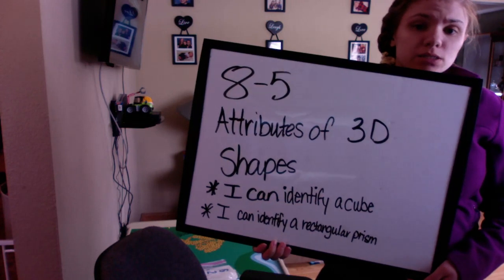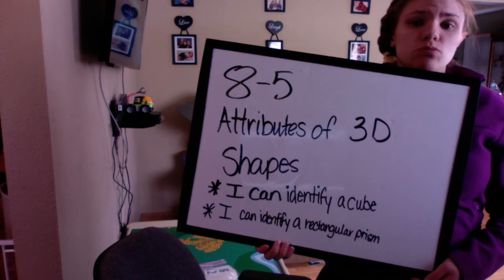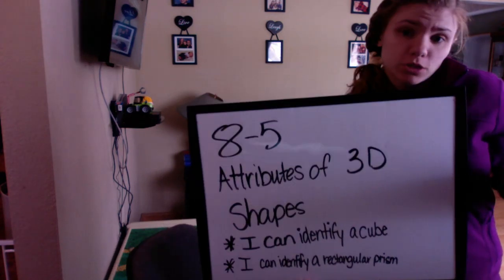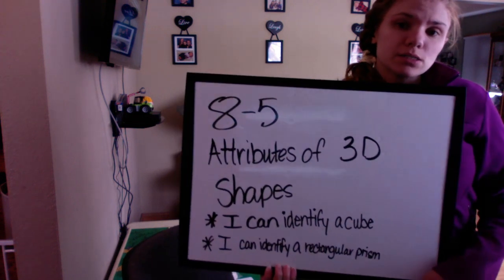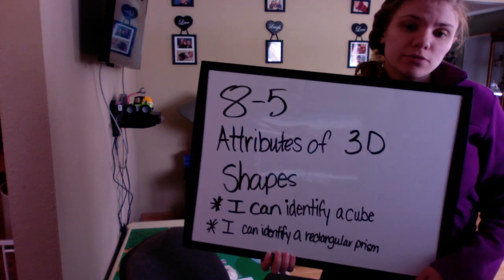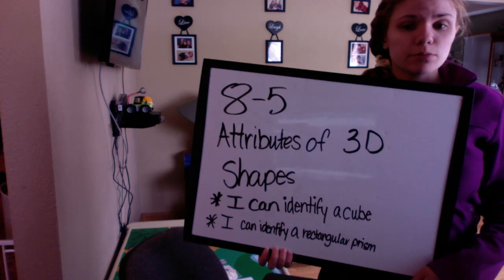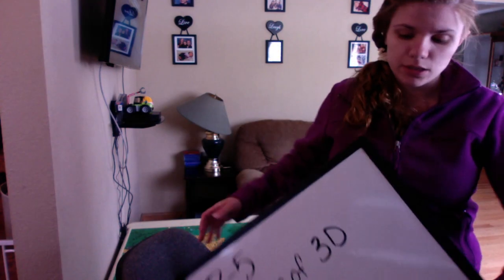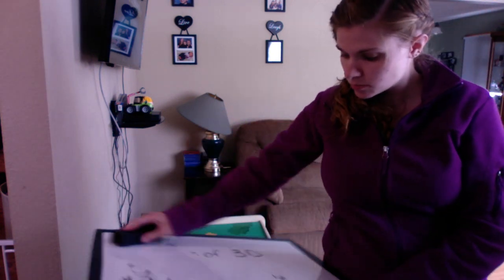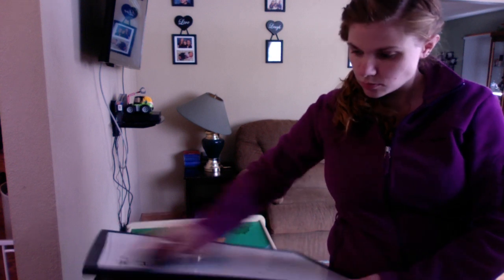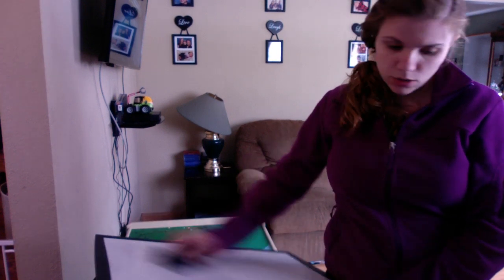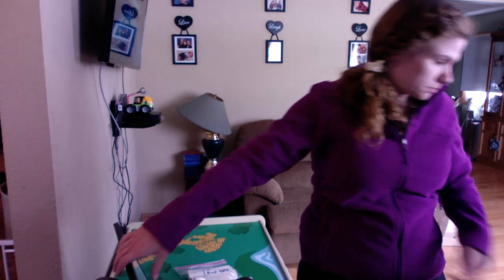We are going to be doing 8-5 today, attributes of 3D shapes, or three-dimensional shapes. And our I can statements for today are: I can identify a cube, and I can identify a rectangular prism. Okay, here we go. We're going to start off by looking at some three-dimensional shapes.